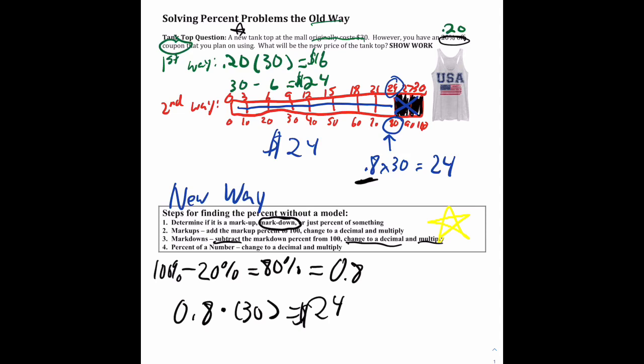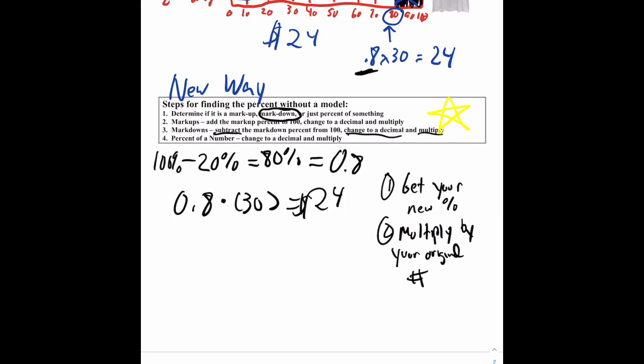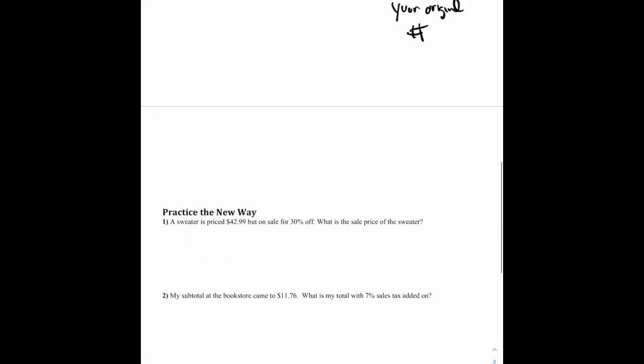So again, to recap, you're going to get your new percent, and then you're going to multiply by your original number. That's basically how we do it. So what I want you guys to do is either a couple things. If you're not feeling comfortable with this, if you need to see this one more time, I'm going to do one more practice here.